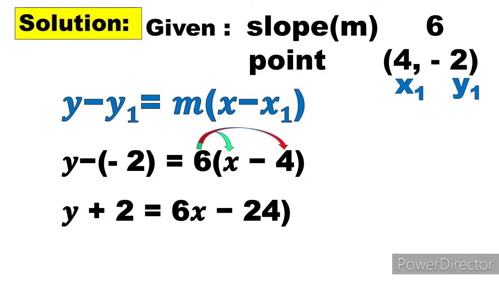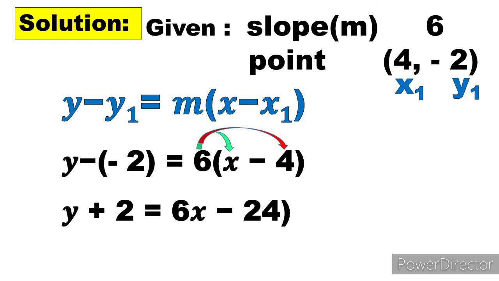Okay, slope is m. So, m is 6. And our point is positive 4, negative 2. Positive 4 is our x sub 1. Negative 2 is y sub 1. And then, isa-substitute natin sa formula. Okay, now let's substitute. y minus y sub 1 equals m times x minus x sub 1.